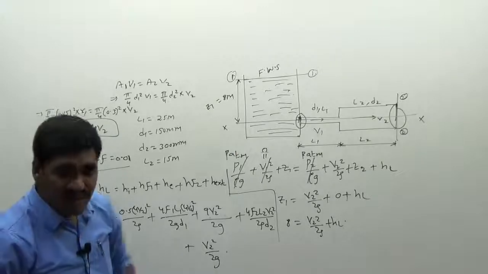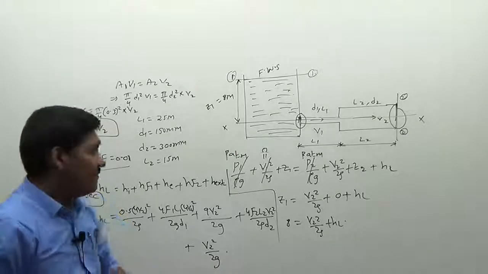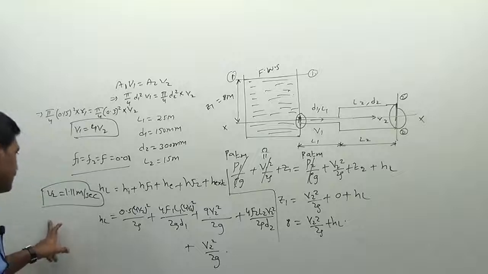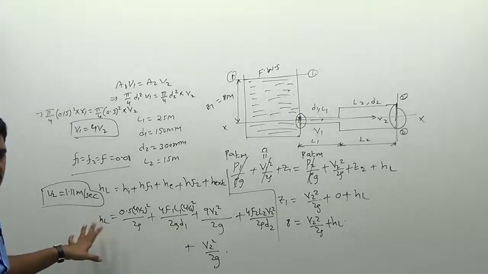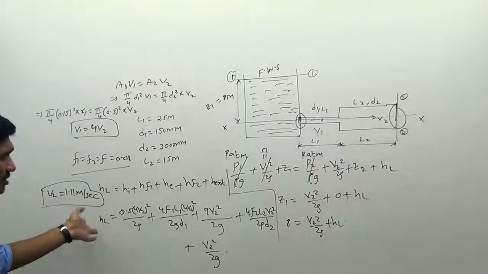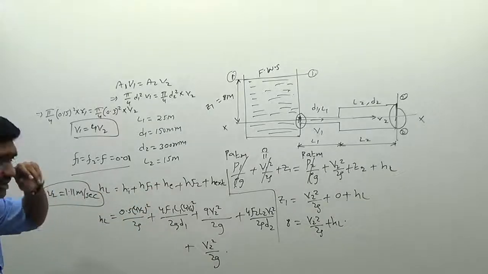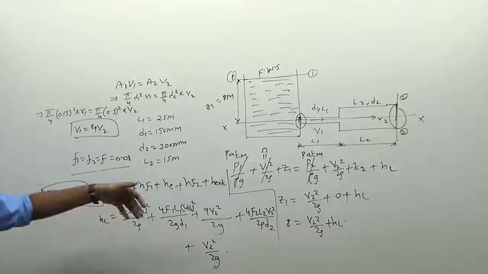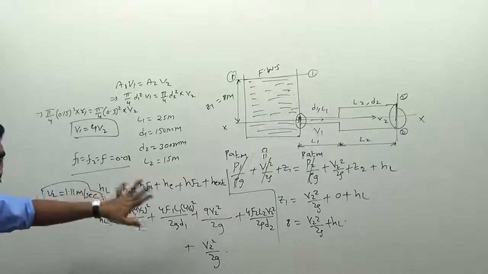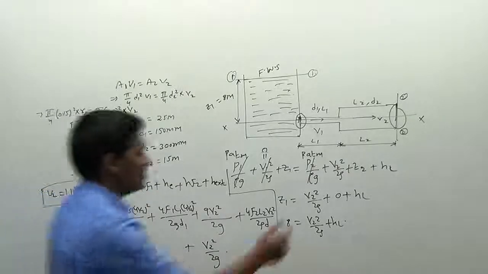Okay, and we need to calculate the loss of head due to friction, the loss of head due to everything, every change in the diameter. That means every change in the exit and entry, all the things we have calculated, and we have determined the discharge. That is the main question for us.